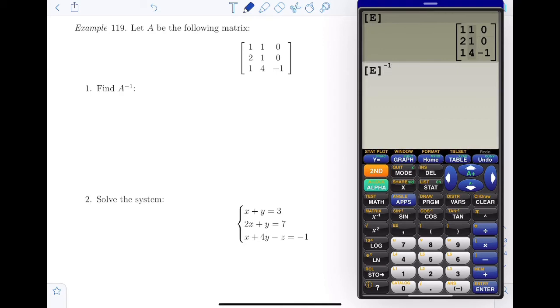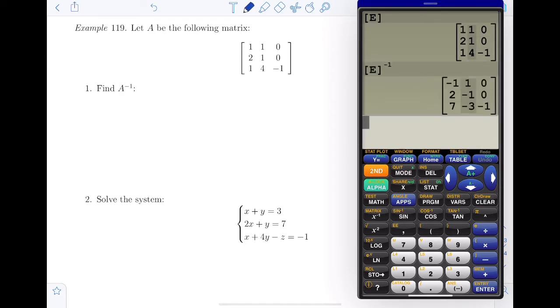All right, so what is E inverse? Oh, there it is. Okay, so this inverse is, again, calculators are good for this, right? -1, 1, 0, 2, -1, 0, 7, -3, -1. Good.